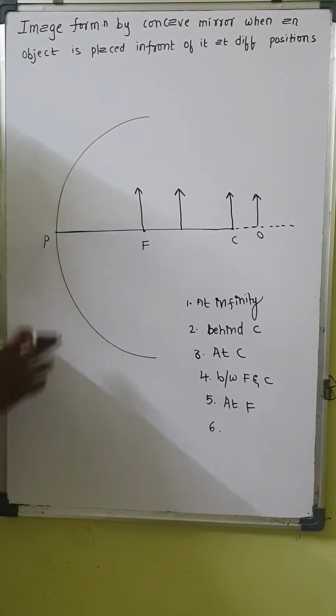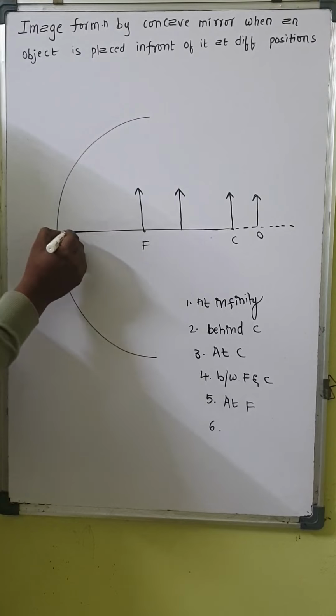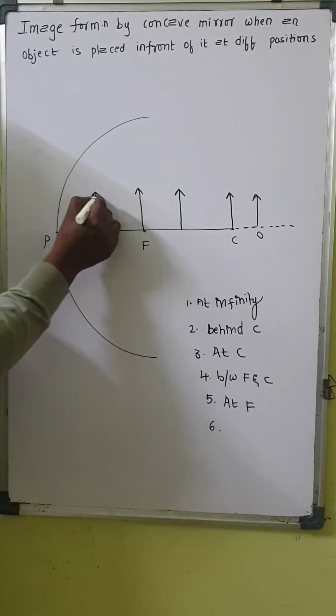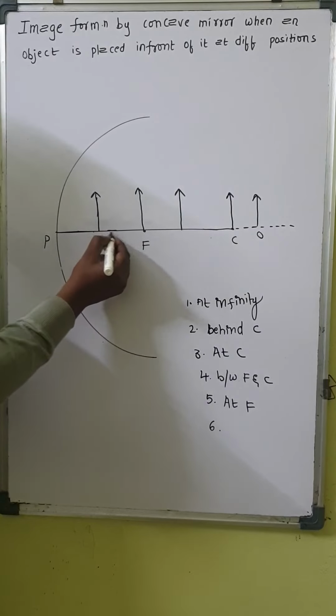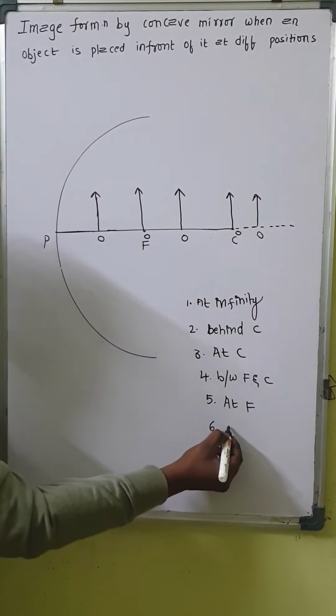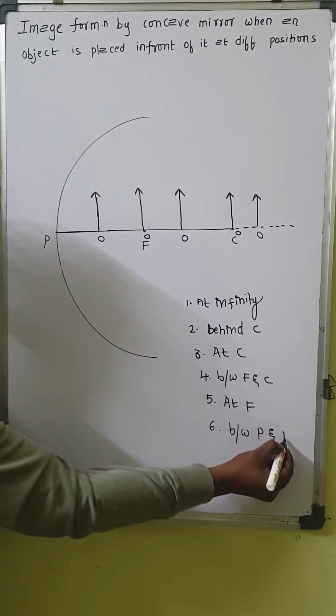Sixth position. If the object is placed anywhere between the pole of the mirror and the principal focus, either here, here or here, then this position is called between P and F.